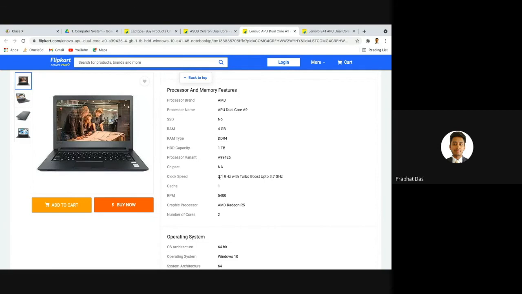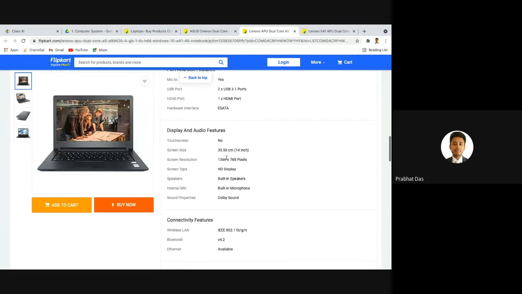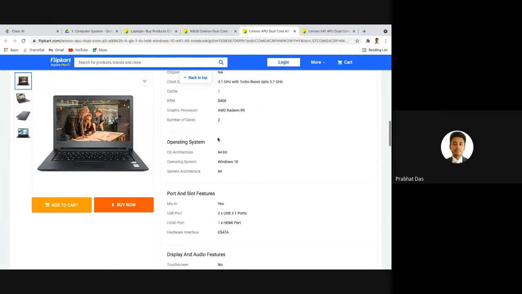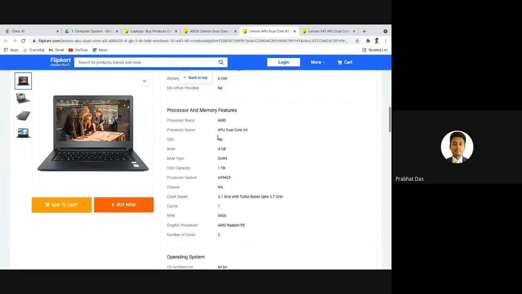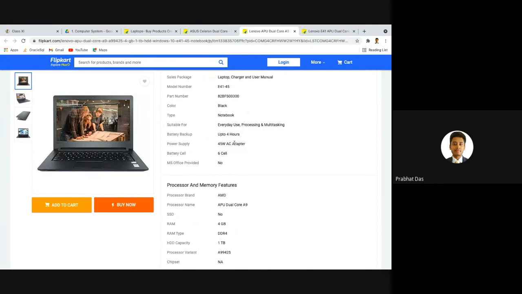And the second case is that while purchasing a laptop, definitely go by this, because if the constant speed is 3.1 gigahertz, then the cells of the laptop's battery need to be powerful. Here you can see the battery has 6 cells. This is a good thing. So ultimately you're going to get a 4 hours backup.